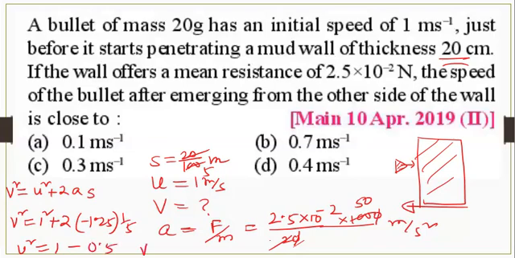So v equal to under root 0.5, which is nearly equal to 0.7 meter per second. So that B part, B option is the correct option.